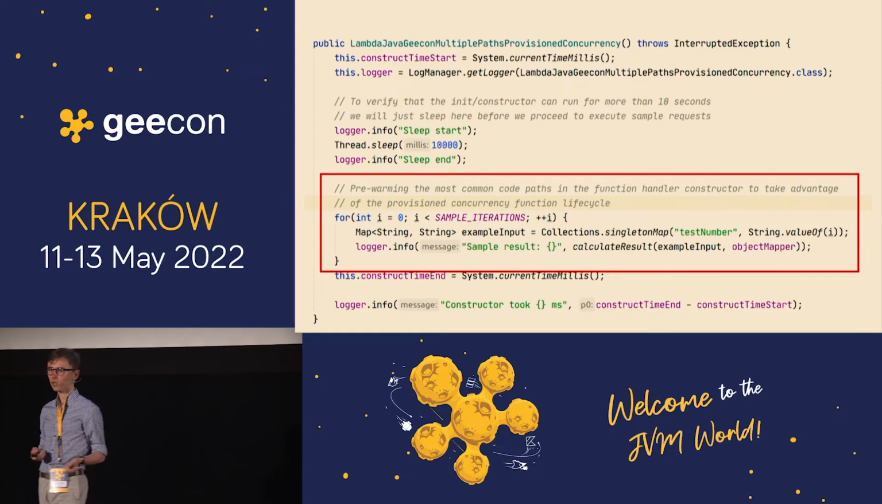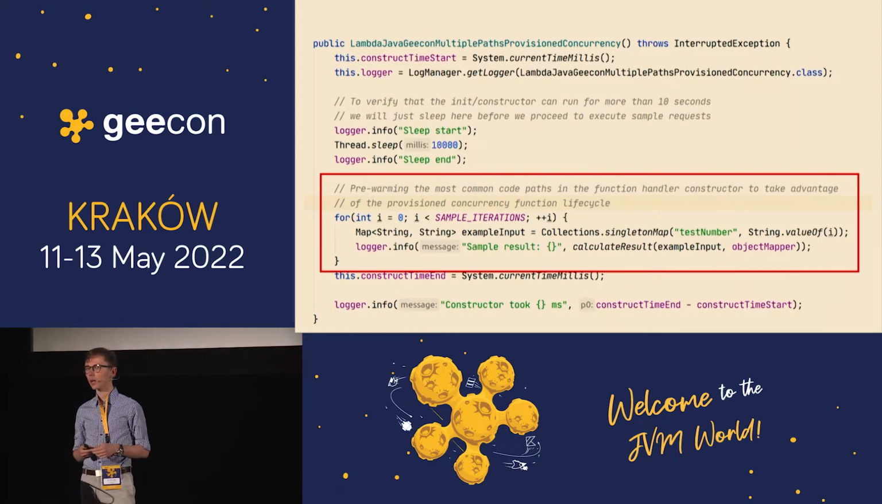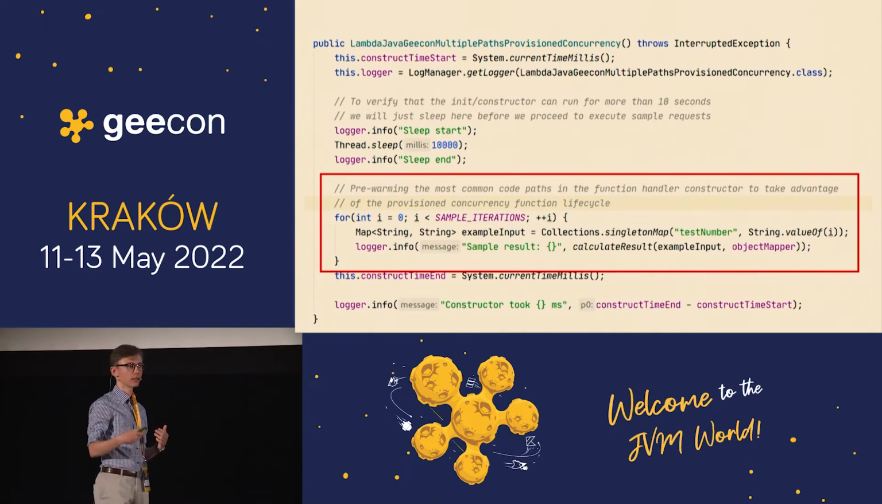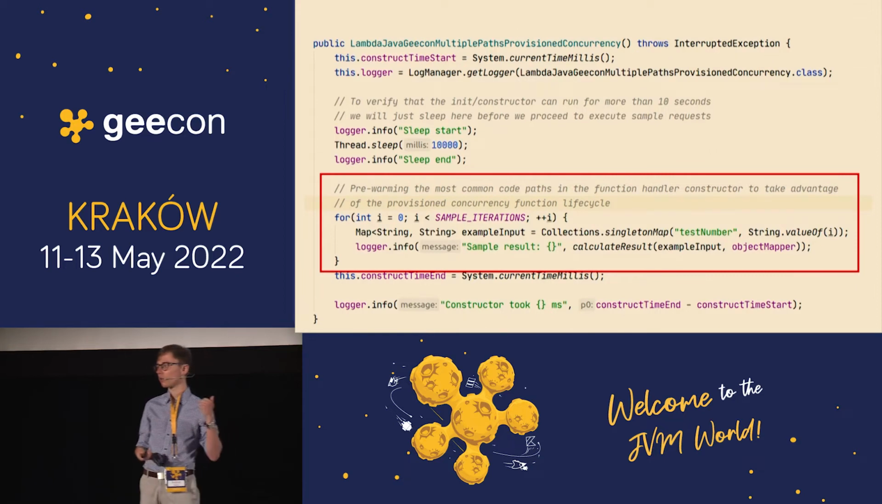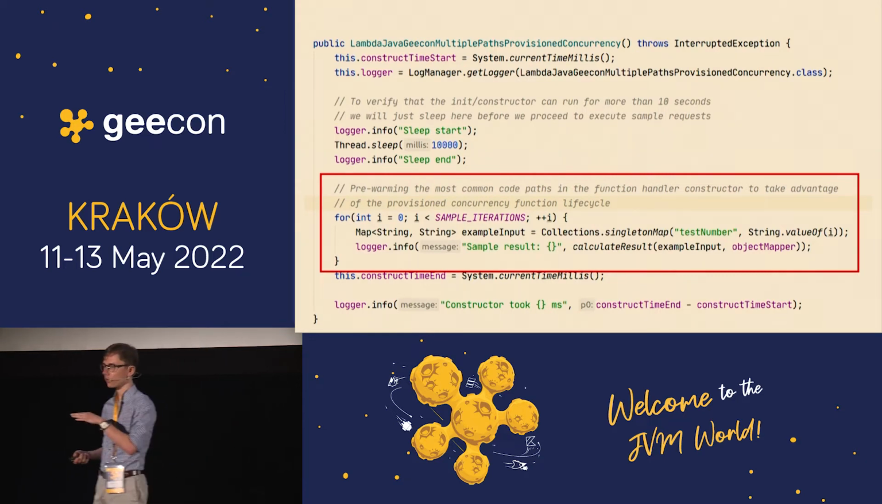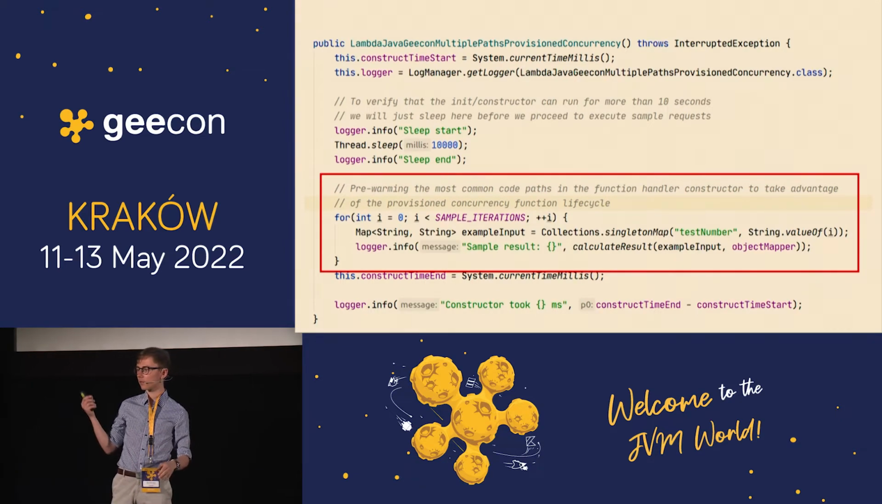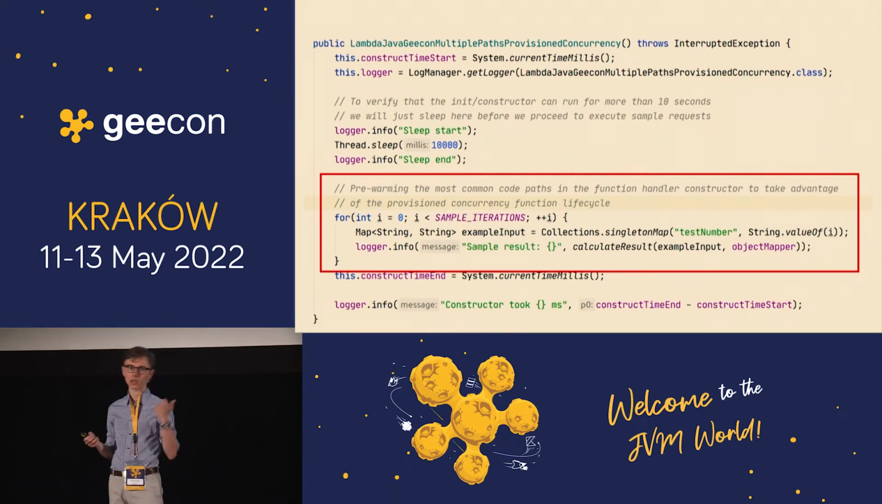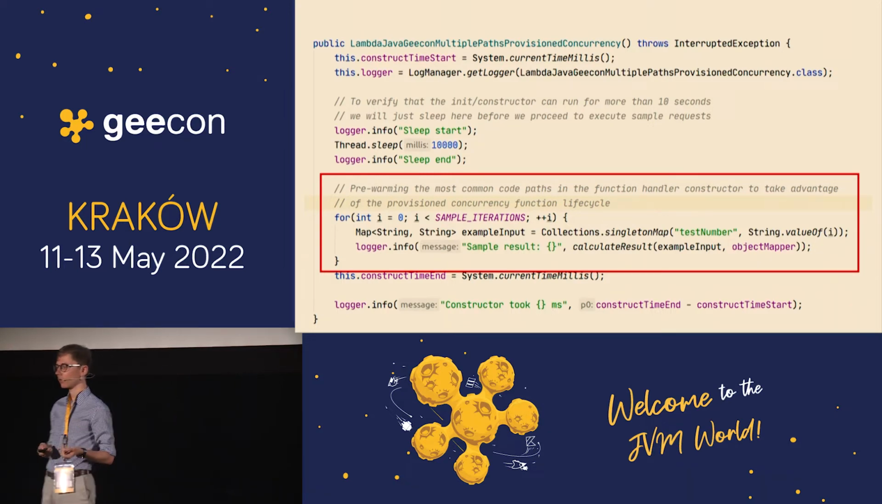But the other thing you can do, something I've mentioned, is you can pre-warm the code paths that you know the requests will go through. So this is the code for a constructor of a function where I've added this loop to basically just invoke the business logic with some example inputs. This is basically the same function I've used in the previous example, but with this code added. And let's see the time measurements that we get from invoking it.